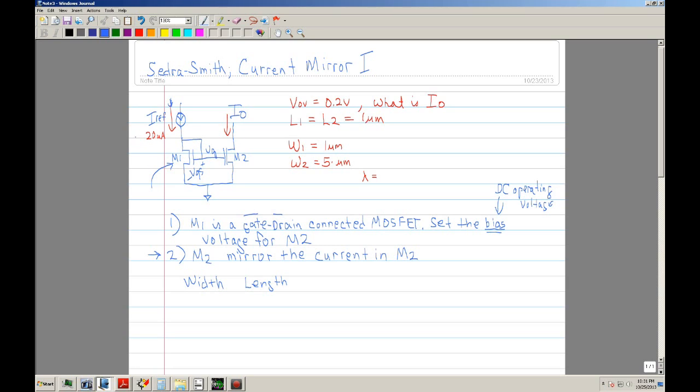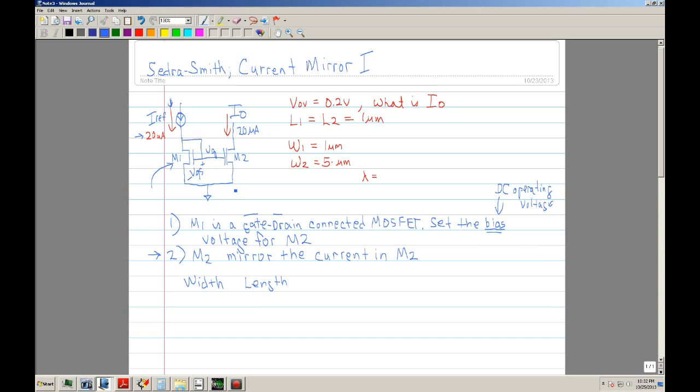For example, in this example, I have 20 microamps. If both are equal, then you're going to have the same current, and the reason is because they both have the same gate voltage. Whatever gate-to-source voltage M1 has is the same voltage you will have across the gate to source of M2. So they're going to have the same current.